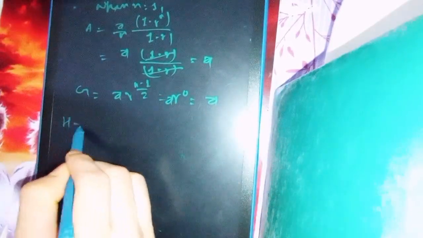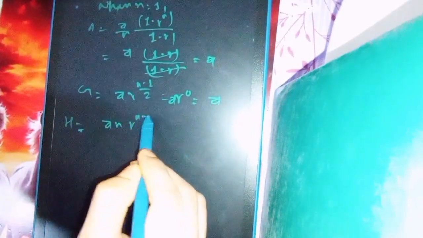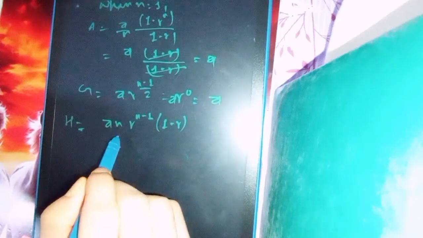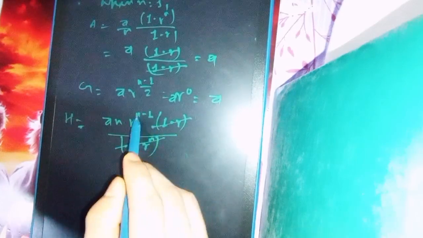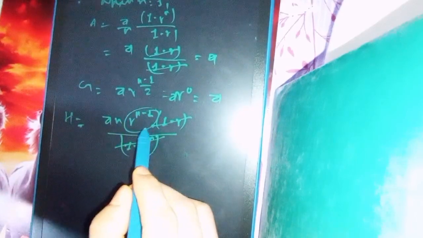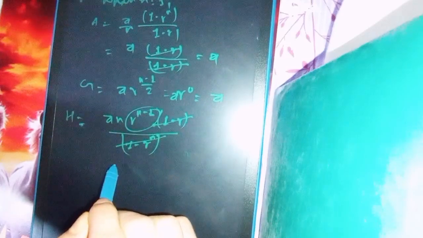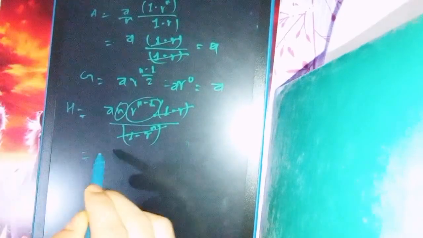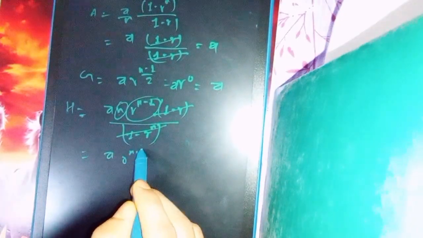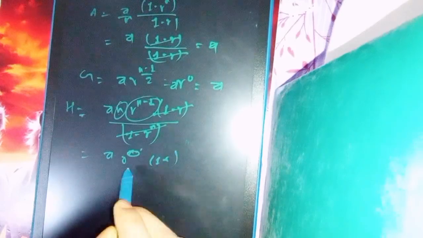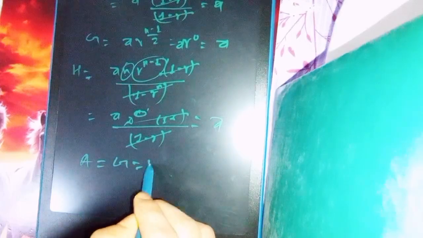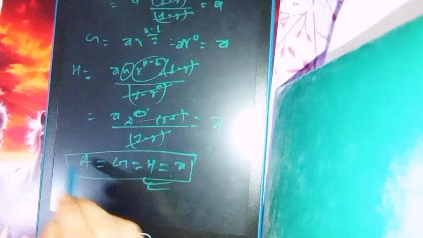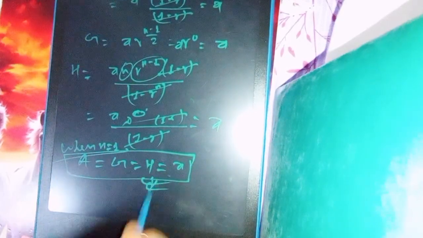The formula for HM is a n r^(n-1) multiplied by (1 - r), divided by (1 - r^n). Okay, when n is equal to 1, remember this cancels out, and n minus 1 is 0, so r^0 will be equal to 1. Okay, so here n is 1. I can make it like a into n is 1, so a, and r^(n-1) is 0. Okay, so here (1 - r) divided by (1 - r), n is equal to 1, so that will again be equal to a. So A is equal to G is equal to H is equal to a. We prove this thing when n is equal to 1. This much.